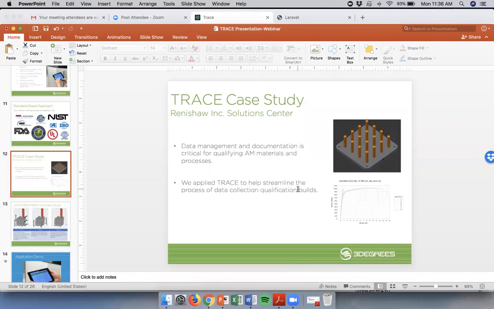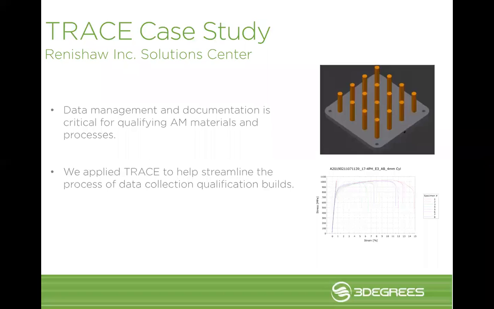So I'm going to go back to this here. And just for some context on the tool, we're fairly new. While 3 Degrees has been around for about 7 years, we officially launched the tool in somewhat of a stealth mode in late last year, Q4 of 2018, with a number of test centers, and then launched officially at AMUG a couple weeks ago, and then we'll be at Rapid at the end of the month, or end of May. And here's one example case study that we did with Renishaw.